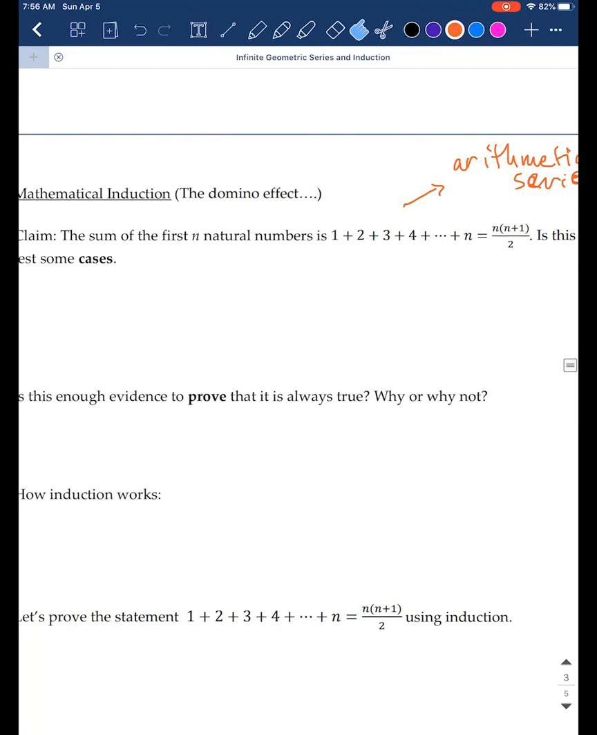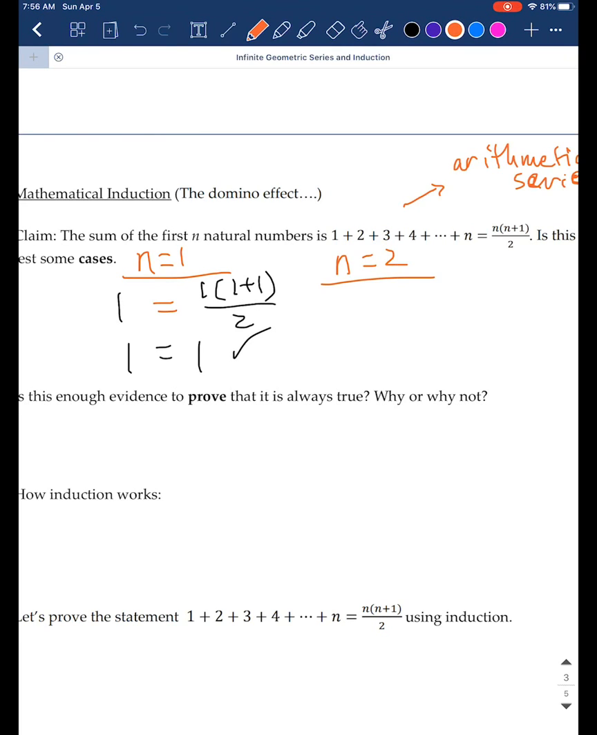If this is true, it better be true for n equals 1, n equals 2, n equals 3. So if n is equal to 1, I'm going to compare both sides of that equation. On the left, obviously, I just have 1. And on the right, I have 1 times 1 plus 1 divided by 2, which is 2 over 2, which is 1. So it's definitely true for n equals 1.